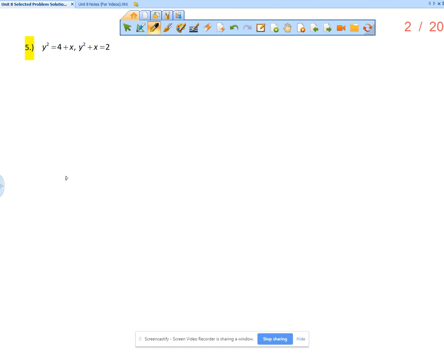All right, so I have y squared equals 4 plus x, and we have y squared plus x equals 2. So we have to figure out what these graphs are, right? Now, we could solve them for y. We could say y is equal to plus or minus the square root of 4 plus x. And over here, we could do the same: if I subtract x and then take the square root, I get y equals plus or minus the square root of 2 minus x. So we know that we're looking at a square root function that's been shifted, and this one, a square root function shifted, but reflected.